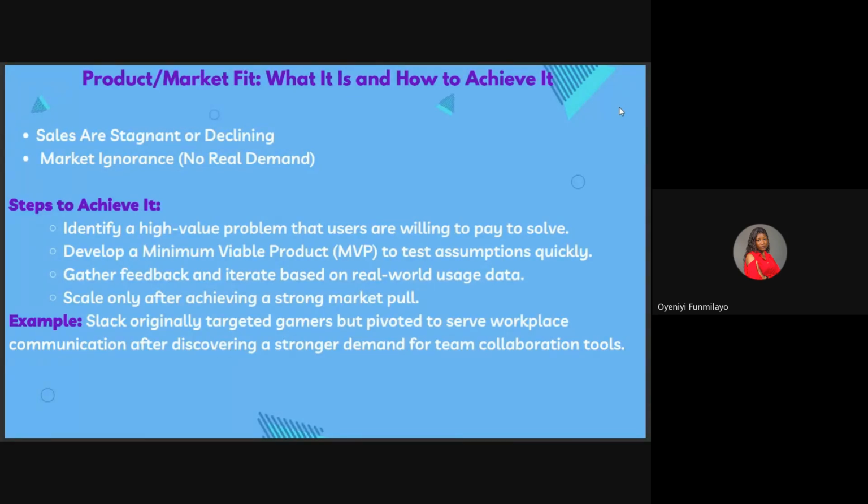So what are the steps to achieve product market fit? The first thing you need to do is to identify a high value problem that users are willing to pay to solve. See, this thing still boils down to conducting user research. Make user research your friend. Speak to your users consistently, because the more you speak to users, the more you'll know their problems. Some people build features in apps today that honestly we cannot pay money for.